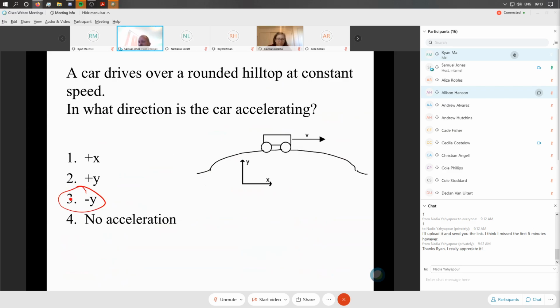Negative y. Yeah, it would be this one right here. And how do we know it's negative y? Well, if it wasn't, it would go in a straight line like this, and it would basically hop off the hilltop. And if you go fast enough, that can happen. Maybe some of you have actually tried doing that on dirt roads or something before, taking the bumps fast enough that you catch a little bit of air. But for normal driving, you don't want that to happen.